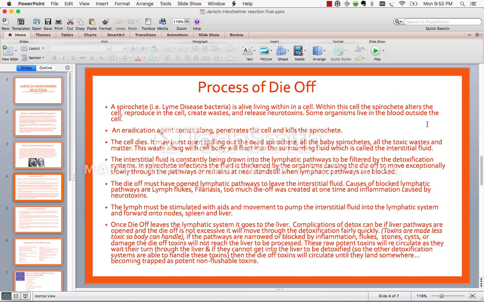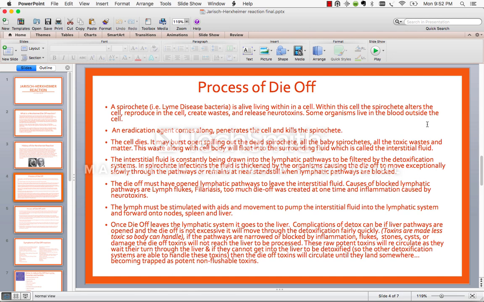So in the process of die-off, a spirochete, which is what is found in Lyme disease, is a living organism within the cell and alters the cell. It can reproduce in the cell. It creates waste and it releases neurotoxins. And some of these organisms live in the blood and outside of the cell. An eradication agent comes along, penetrates the cell and kills the spirochete. That can be an antibiotic, or it can be the herbs that we're using to kill the spirochete as well.